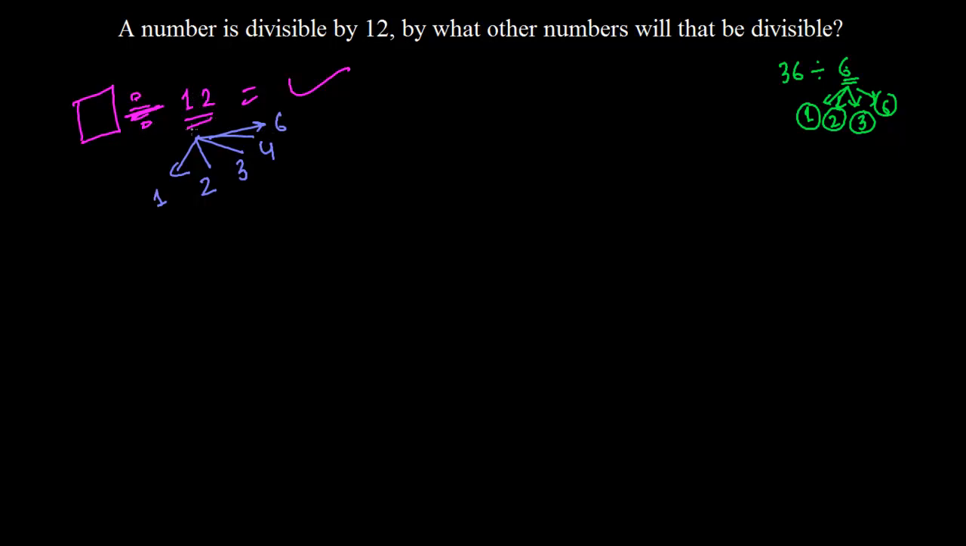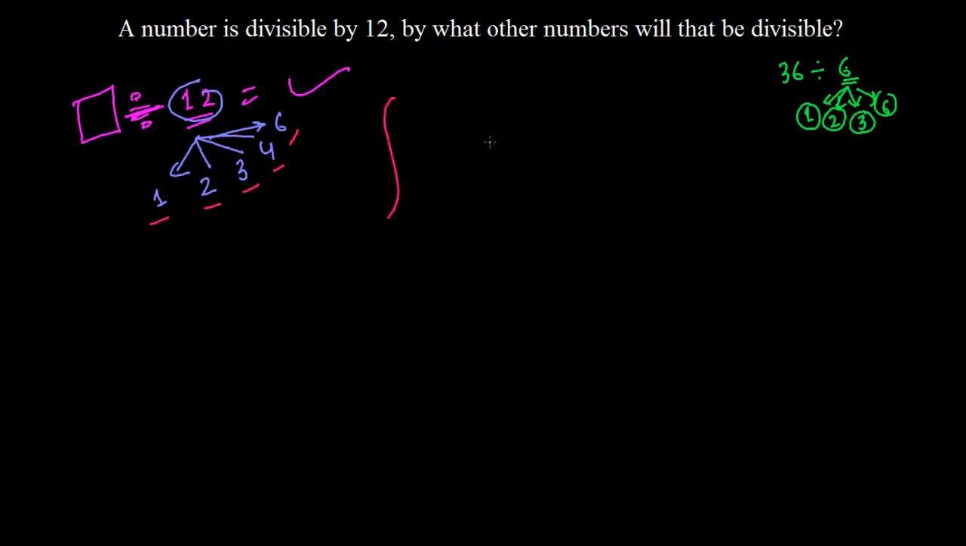So a number which is divisible by 12 will be divisible by the factors of the 12, that is 1, 2, 3, 4, and 6. It's just an example, 12 is just an example. So it's a kind of generalization property. We have already learned the divisibility property: any number that is divisible by another number will be divisible by the factors of that number.